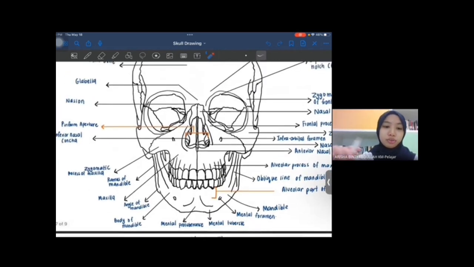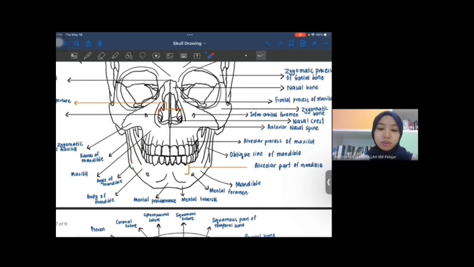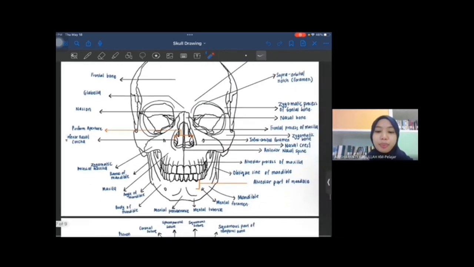Alright, so here is the ramus of mandible, and here is the angle of mandible, and towards the body of mandible, it consists of mental protuberance and also mental tubercle. And it also consists of this oblique line of mandible.